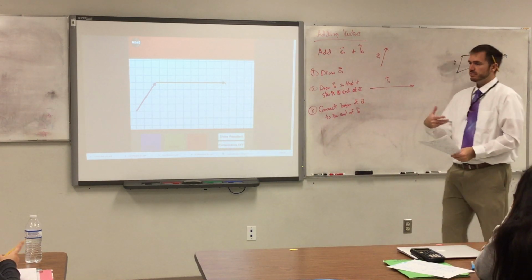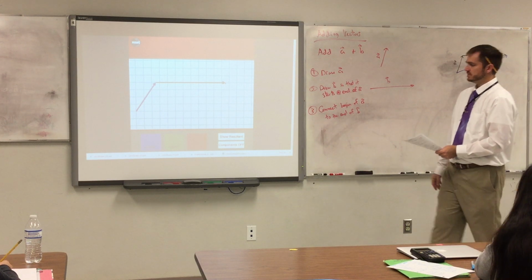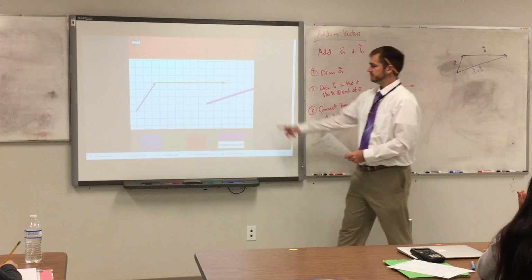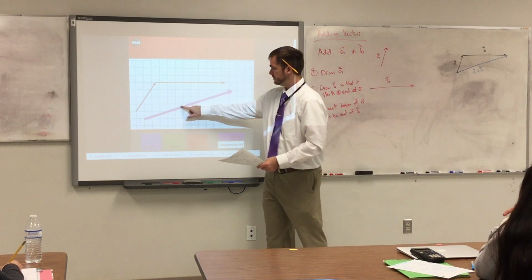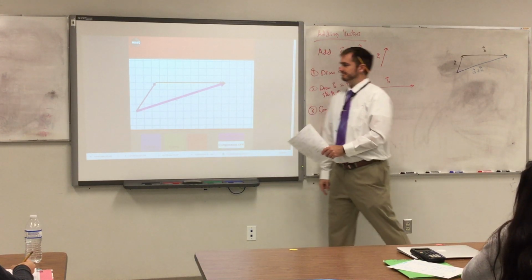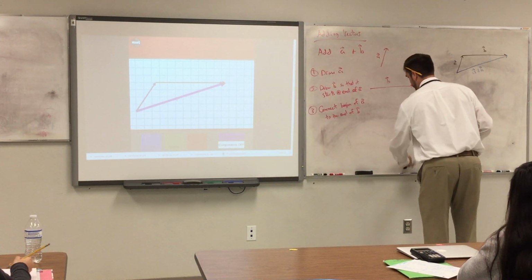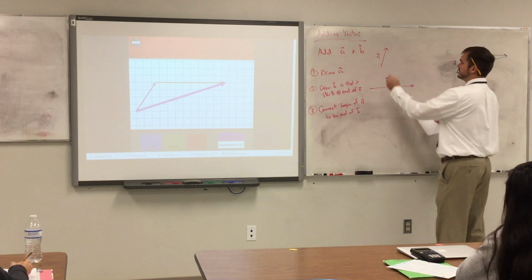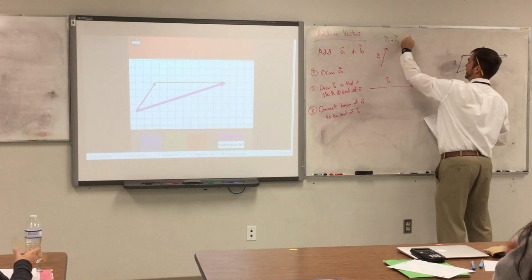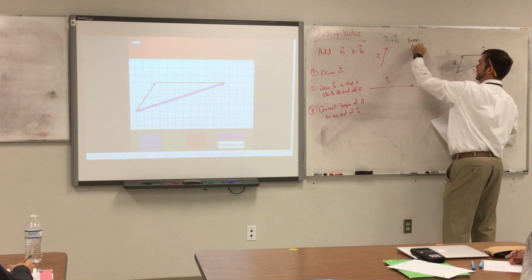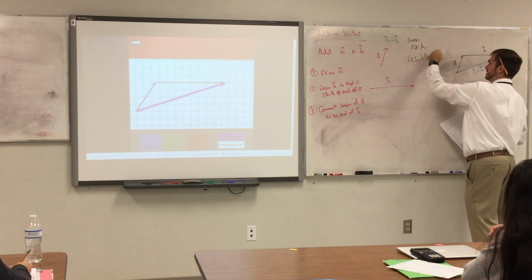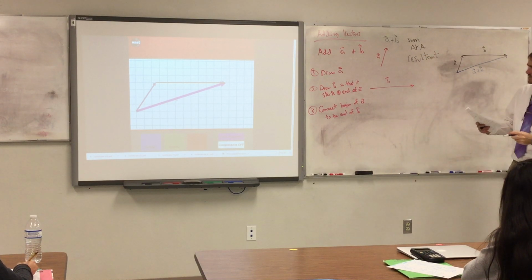Another name for a vector sum is the resultant. There's the resultant. So vector A plus vector B, that sum, also known as the resultant.